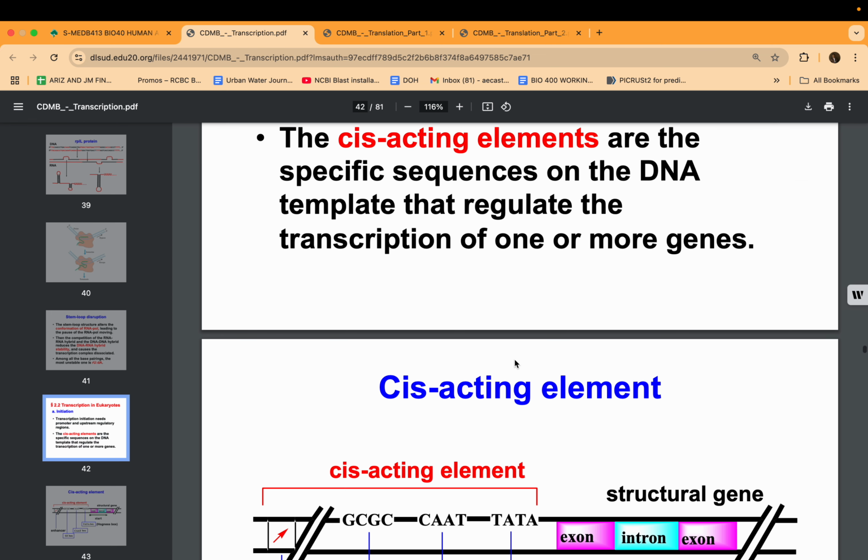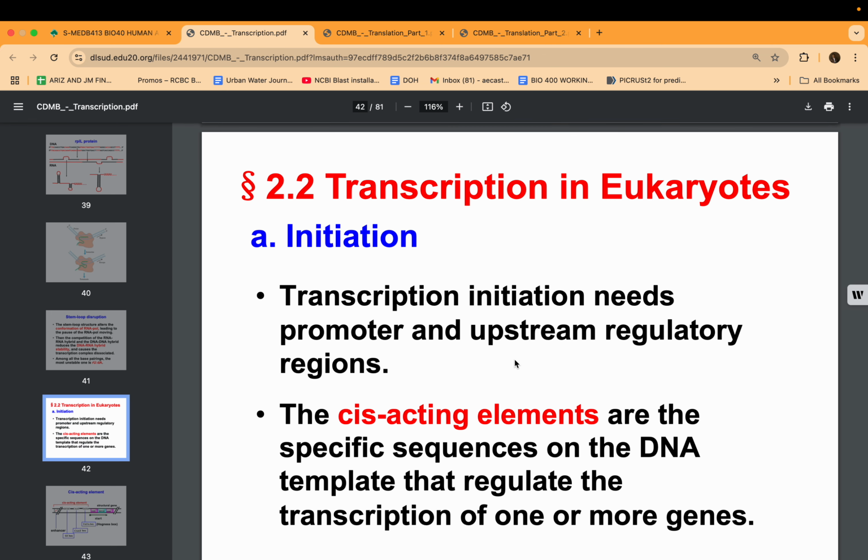Okay. So, here let's take a look at transcription in eukaryotes, since there are a number of things I want to discuss further. So for eukaryotes, initiation needs promoter and upstream regulatory regions. Cis-acting elements, which I'd like to introduce, are the specific sequences on the DNA template regulating transcription of one or multiple genes.